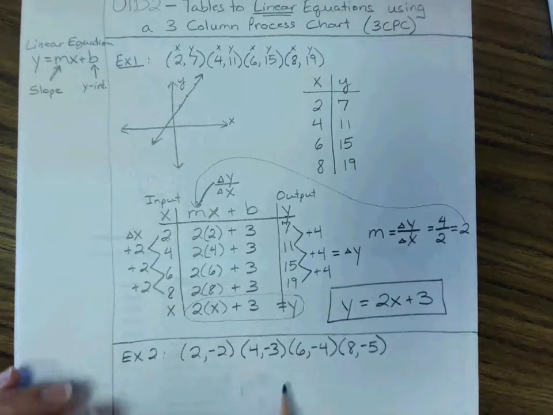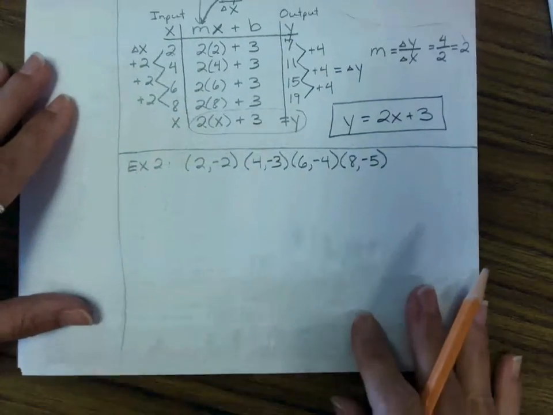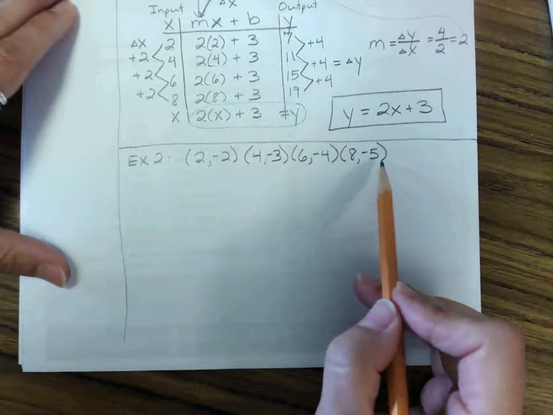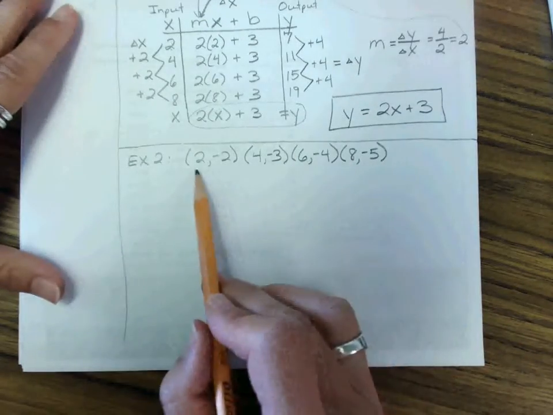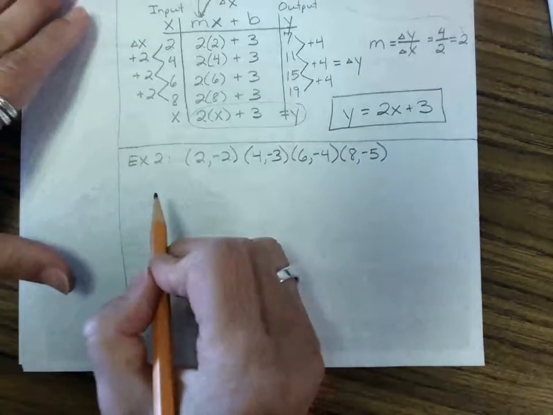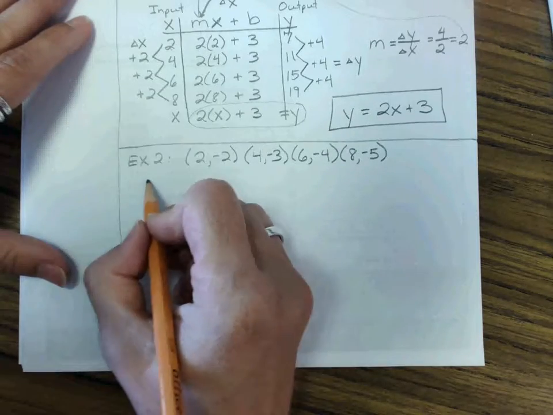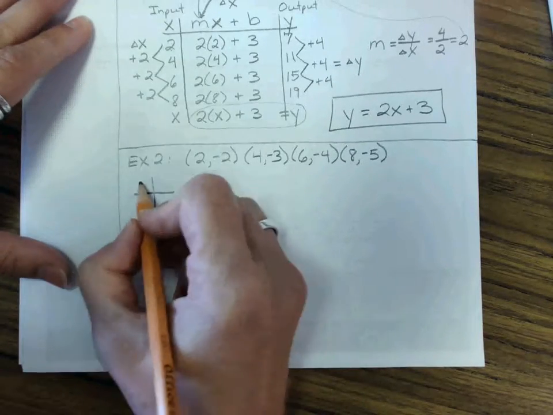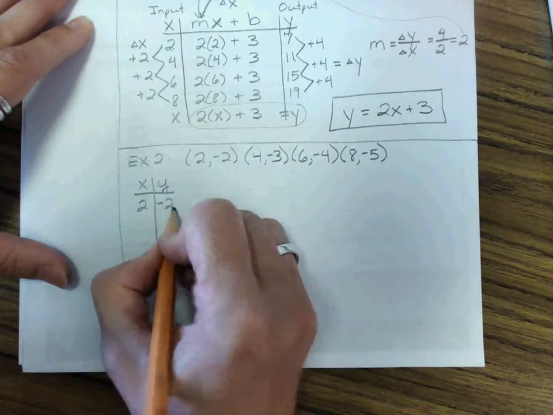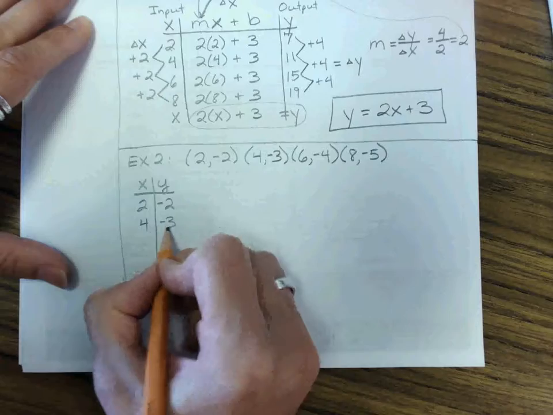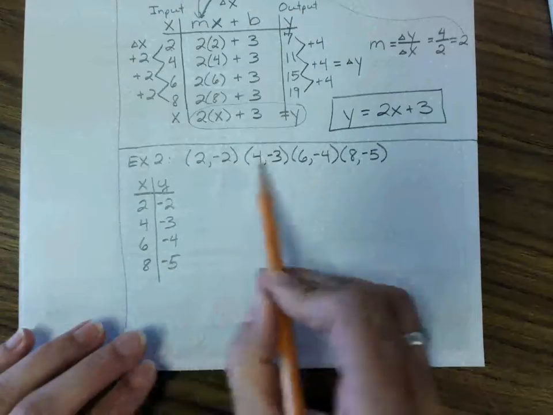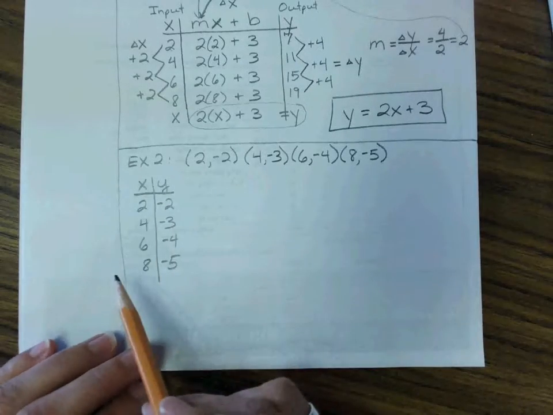Okay, so again, these are just xy pairs. These are points, okay? Now, I'm not going to draw the graph this time. I'm going to go ahead and tell you that this is linear. So let's go ahead and make our table and our process column. So here's my table. So my x's and my y's, my x values, I'm going to go 2, and then my y value is negative 2. 4, negative 3, 6, negative 4, and 8, negative 5. So I've changed from points to a table, same thing, just different representation.